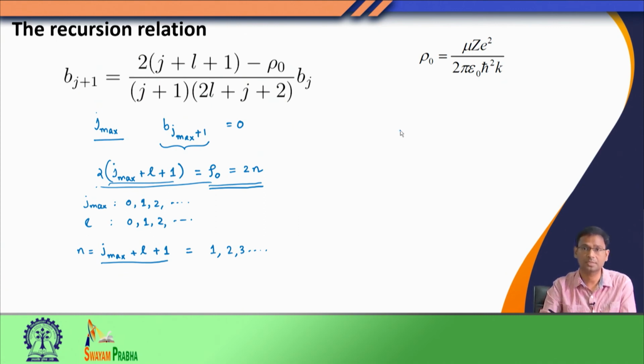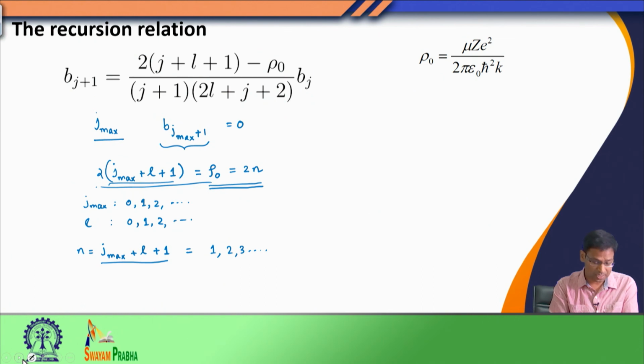In other words, since it is the reduced mass of the electron and nucleus, the reduced mass of this two-body system is going to be nearly equal to the mass of the electron. e is the charge of the electron, Z is the nuclear charge, and 2 pi epsilon 0 comes from the permittivity, which is a term in the Coulombic interaction. And you have h bar square and k, which we defined as the square root of minus 2 mu E divided by h bar.